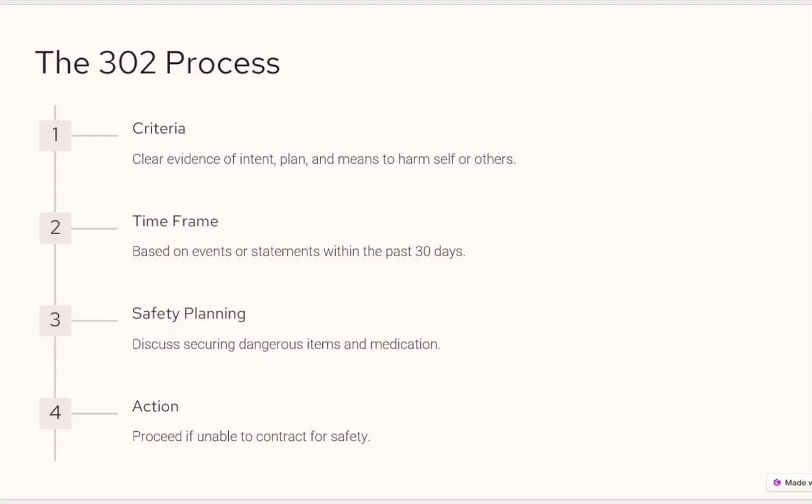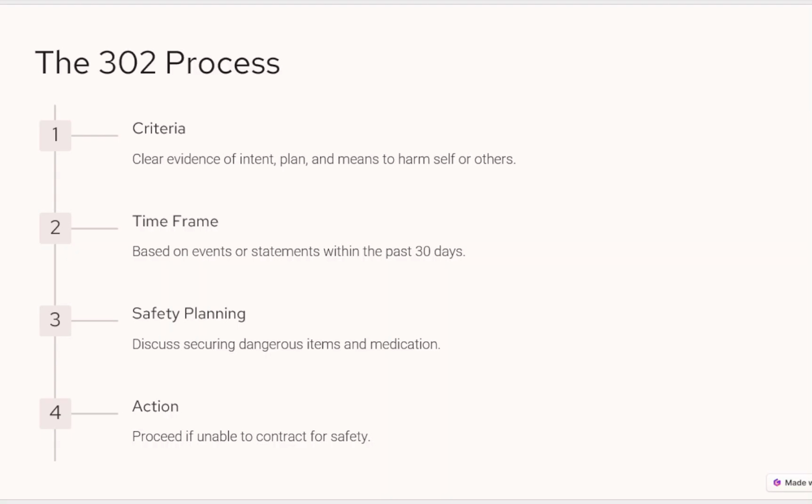This includes discussing medications in the home, how to secure potentially dangerous items, things like that. If an individual is unable to develop a safety plan and there's clear intent and means to follow through with harm, involuntary commitment must be considered.